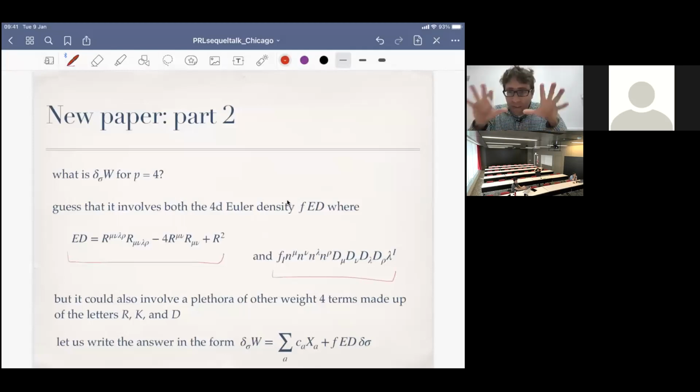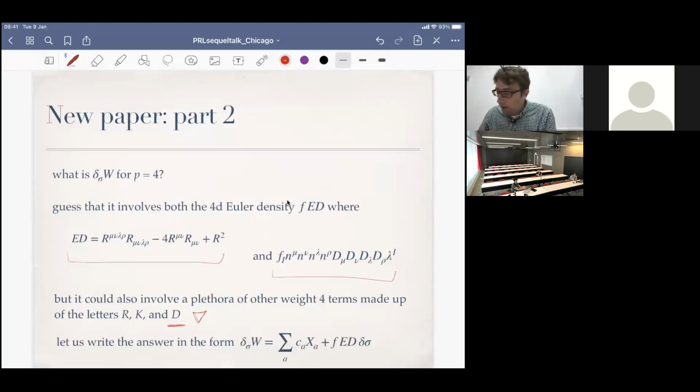And somehow we have to add these two things to the anomaly action and make it Wess-Zumino consistent, and adding just these two terms, as you can already see, is not going to be enough. There's indeed a whole menagerie of other weight 4 terms you can construct out of the Ricci curvature and the extrinsic curvature. And D should be a derivative, so weight 1.